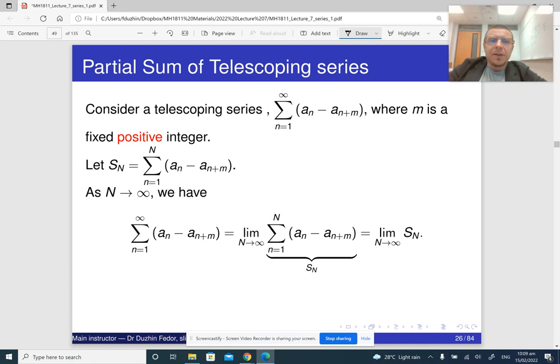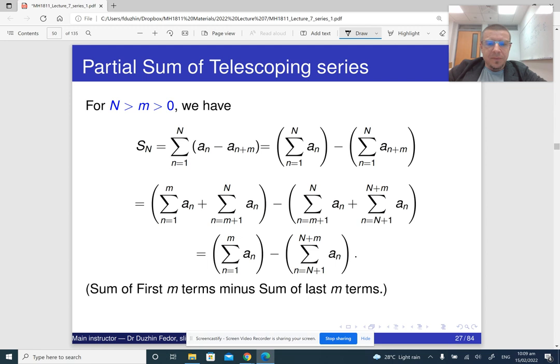Basically the idea here is that we can write down the partial sums, and then if we manage to find the limit of partial sums, then we have found the sum of the series.